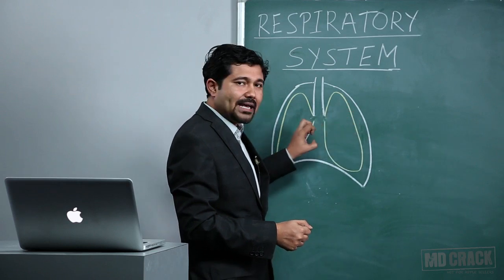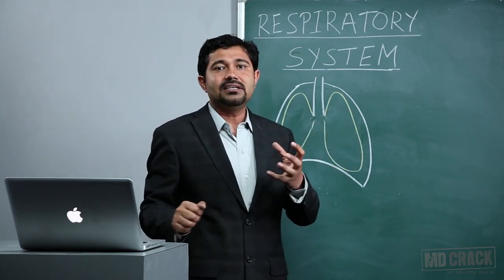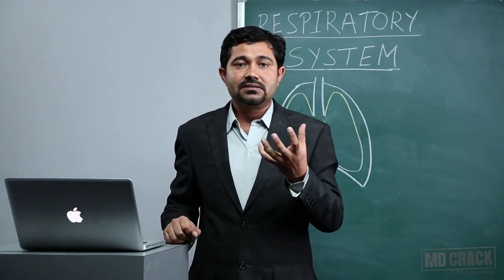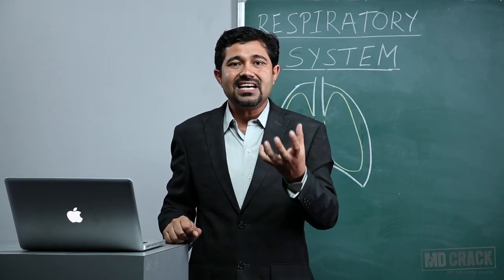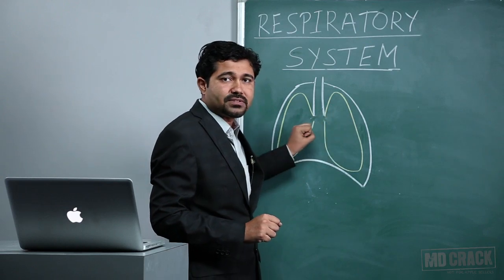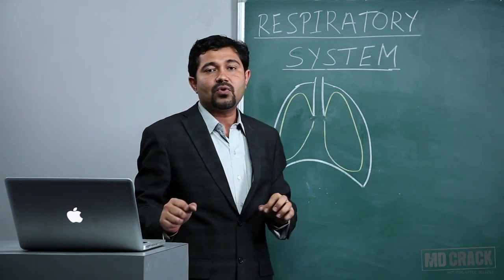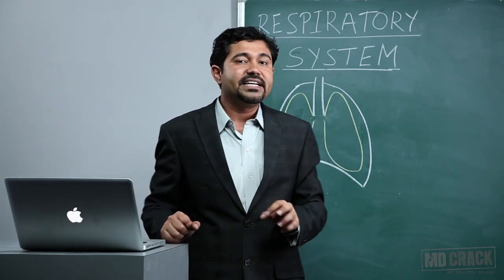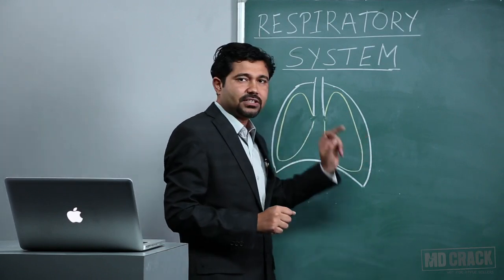The lung is an elastic balloon, and because it is an elastic balloon, what will happen? It will try to constrict. It will try to collapse. But what prevents the collapse of these lungs is the negative intrapleural pressure.